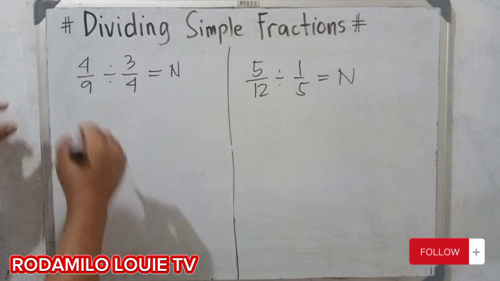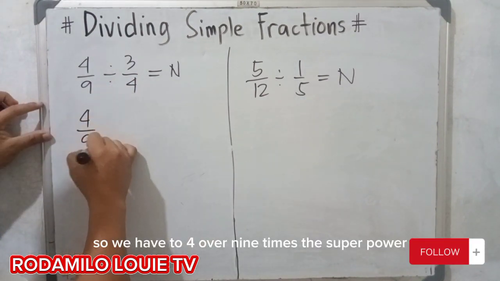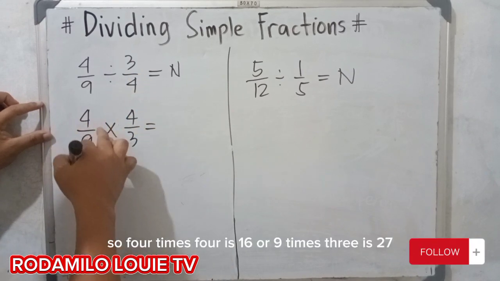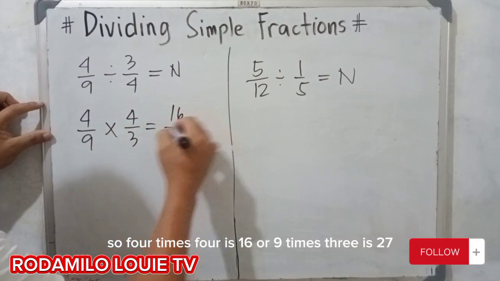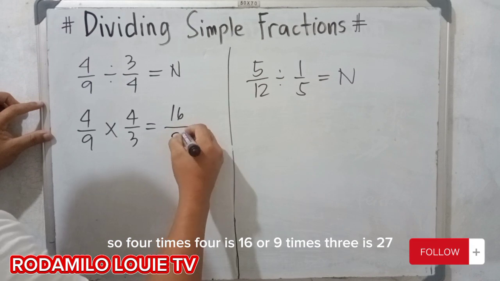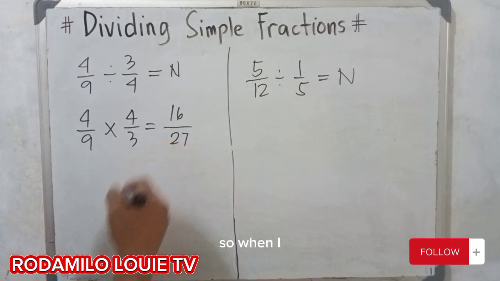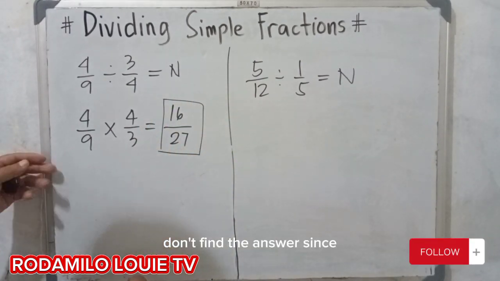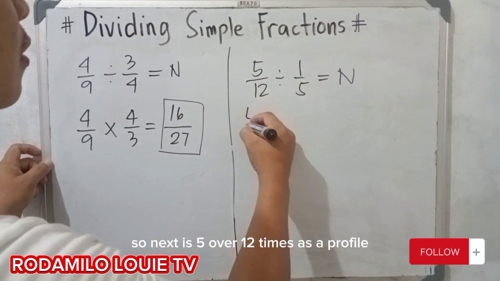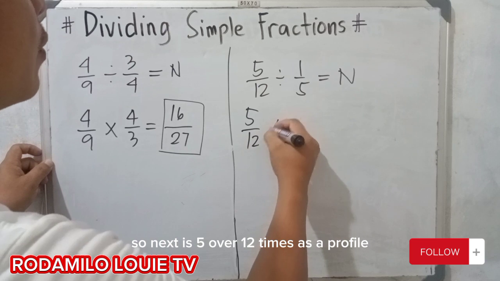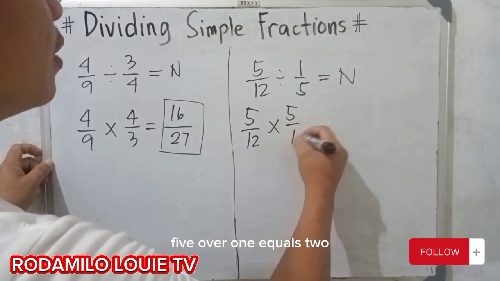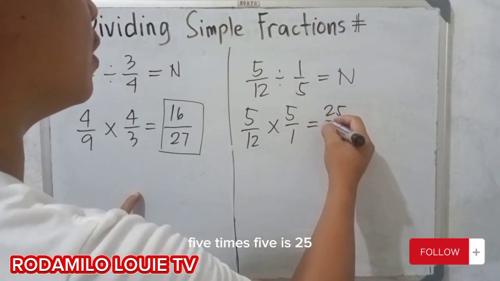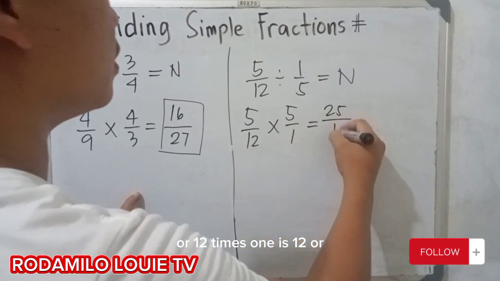Okay, another example. So kaya to 4 over 9 times reciprocal 4 over 3. So 4 times 4 is 16. O 9 times 3 is 27. So muna itong final answer since wala na siya common o di na ito ma-lowest term. So next is 5 over 12 times reciprocal 5 over 1 is equal to 5 times 5 is 25. O 12 times 1 is 12.